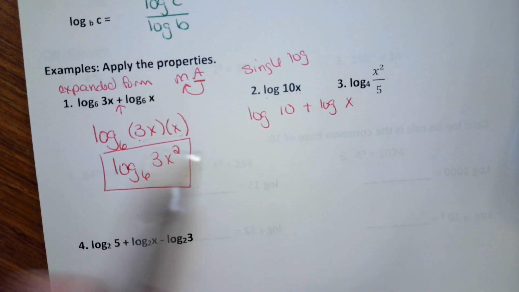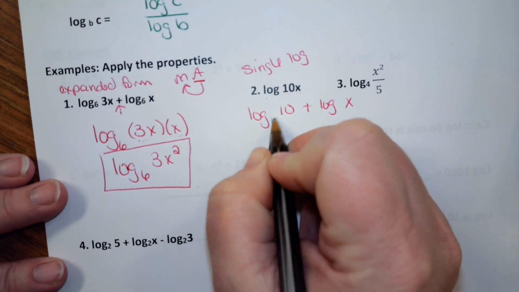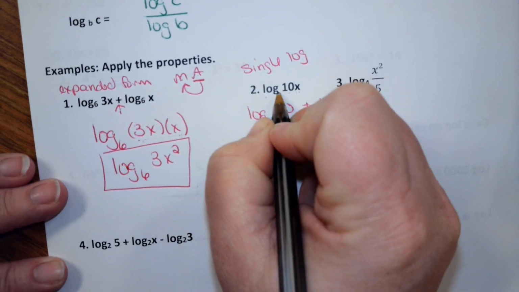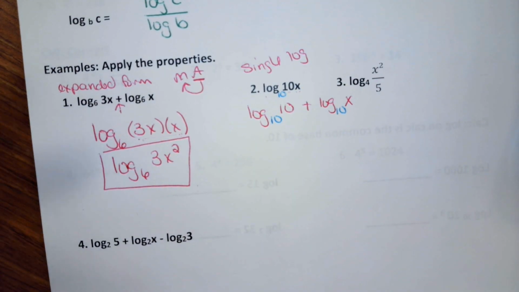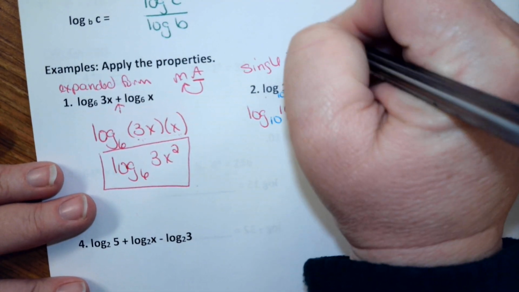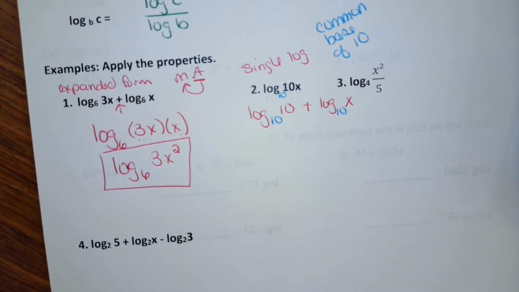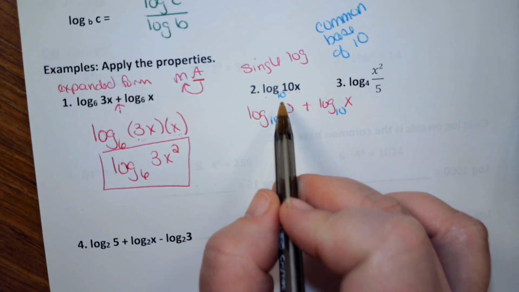Now notice this one did not have a base. When it doesn't have a base, it's an understood base of 10. So if you wanted to put a 10 there, you could, but you don't have to, because if it's not there, it's understood to be a common base of 10. It's not a 1, it's not a 0. When nothing's there for the log's base, it's going to be a 10.